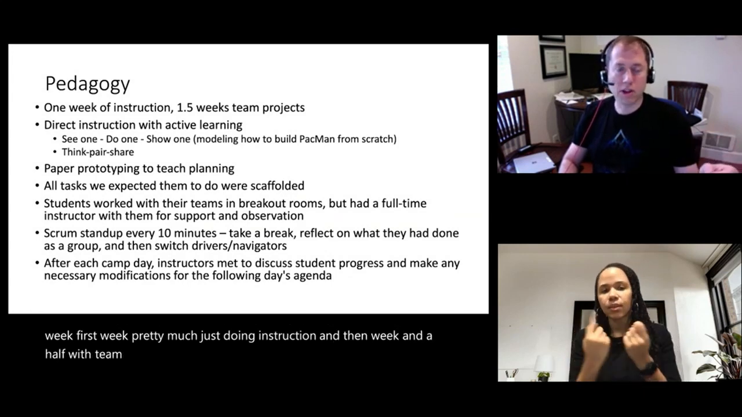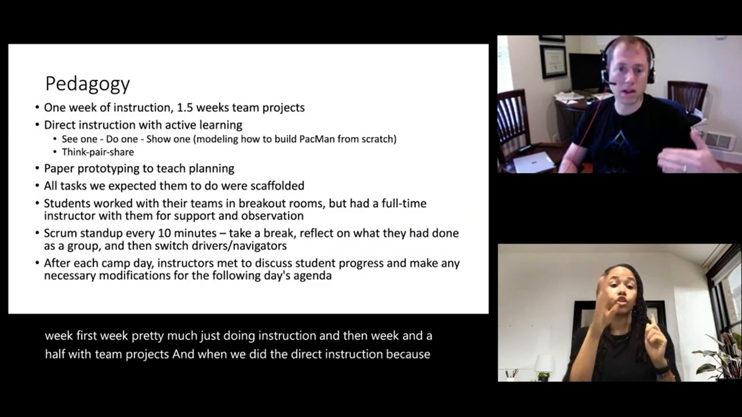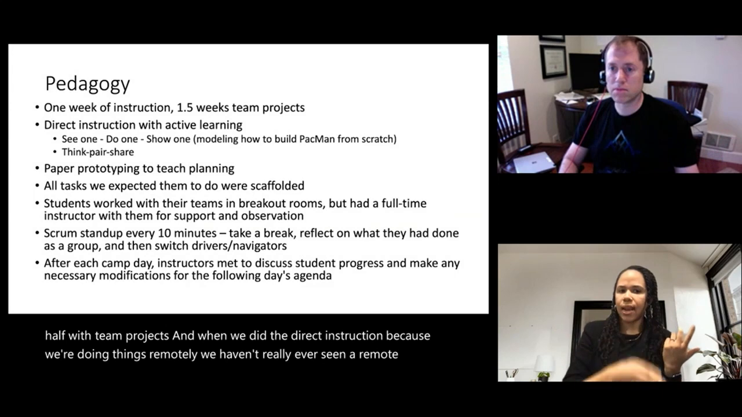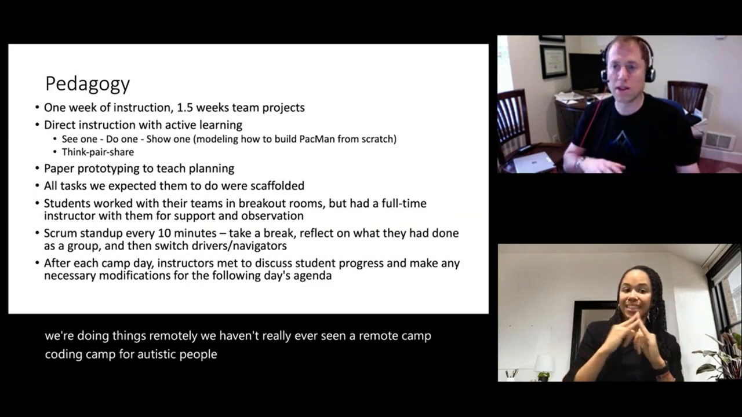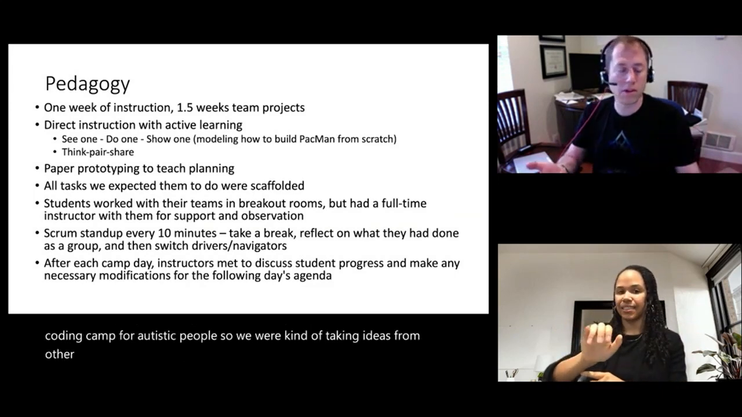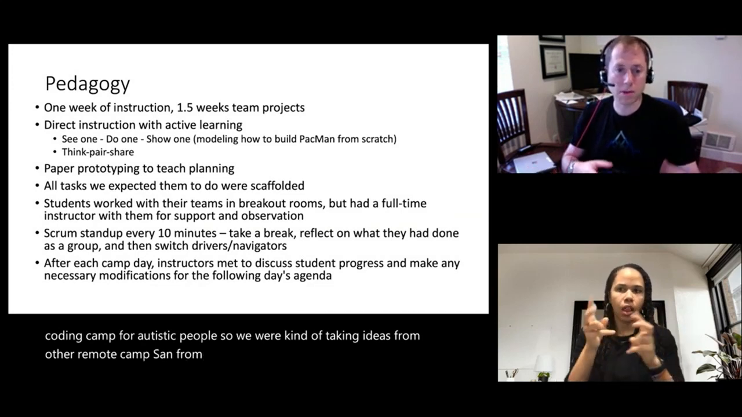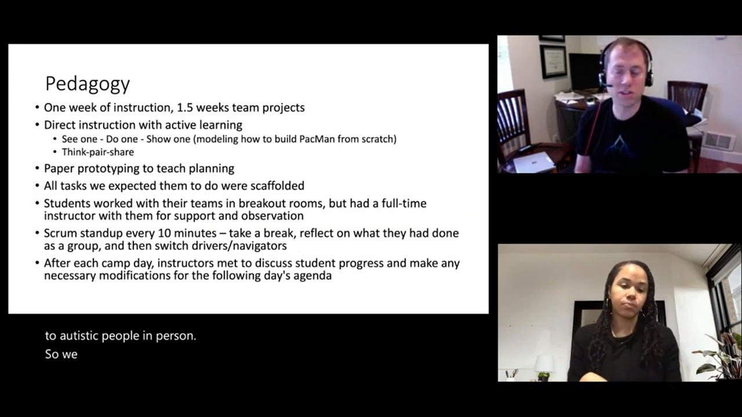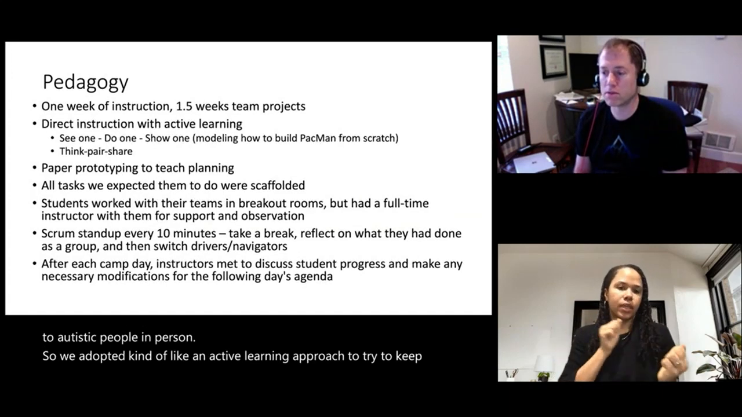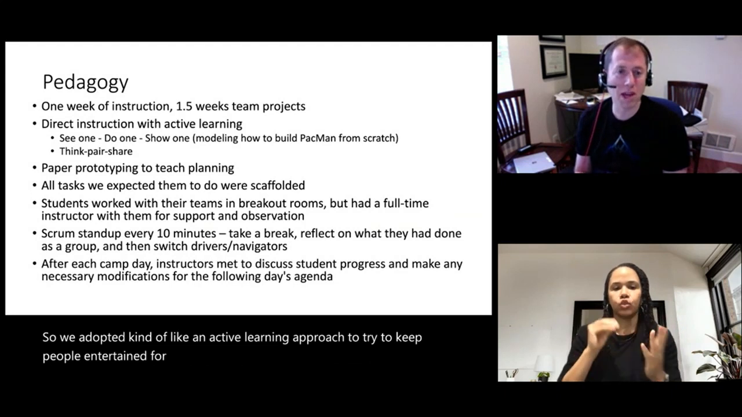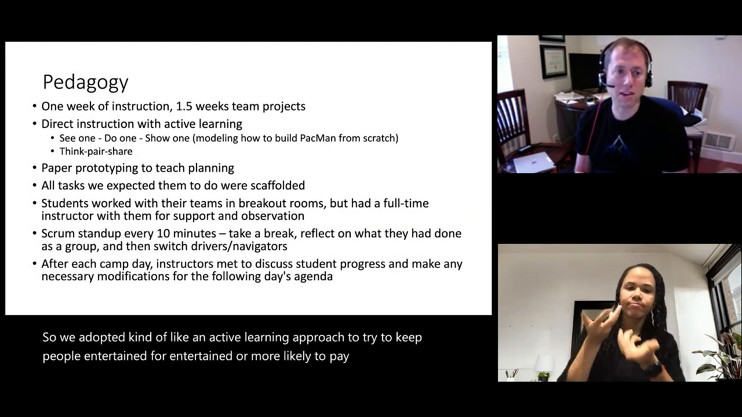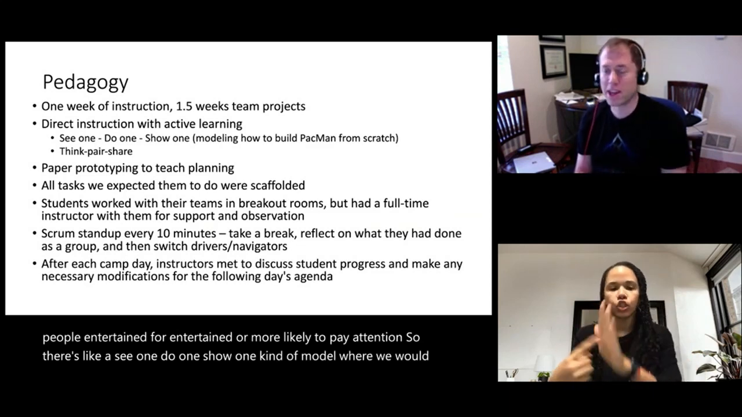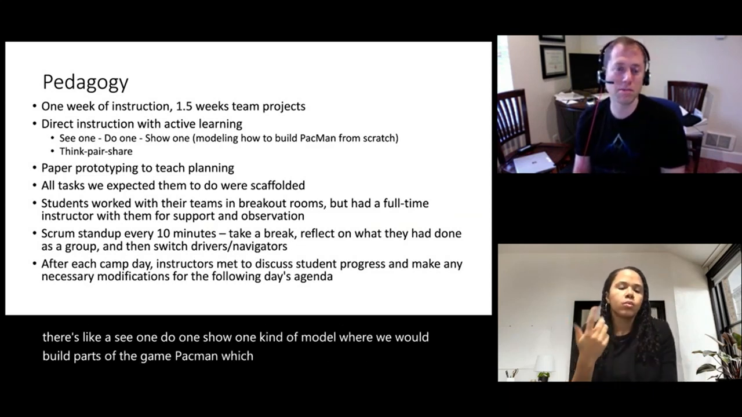When we did the direct instruction, because we were doing things remotely, we hadn't really ever seen a remote coding camp for autistic people. So we were taking ideas from other remote camps and from other programming courses that were given to autistic people in person. We adopted an active learning approach to try to keep people entertained or more likely to pay attention. There's a see one, do one, show one type of model where we would build parts of the game Pac-Man, which is surprisingly hard to build.